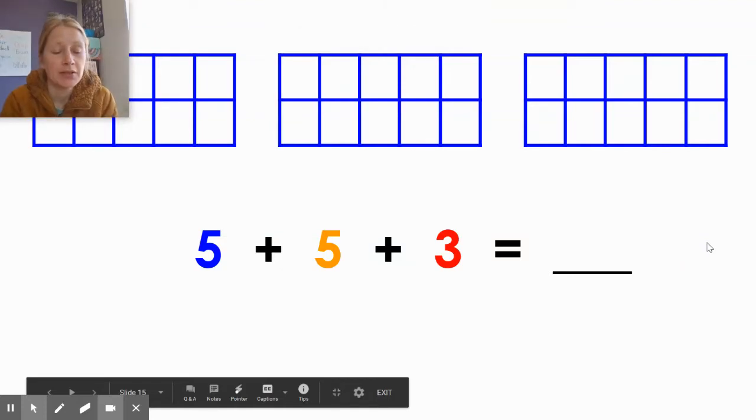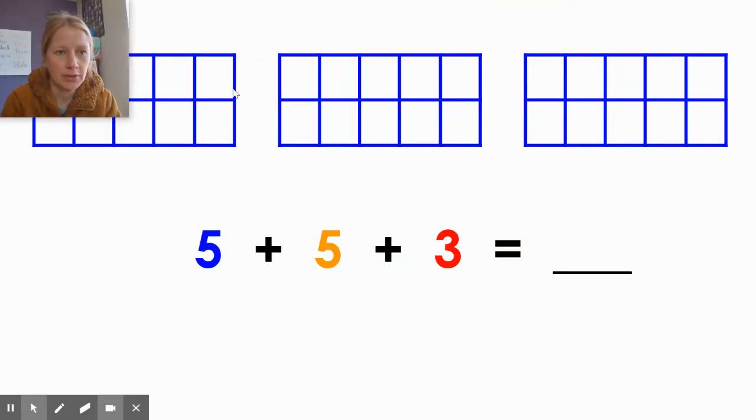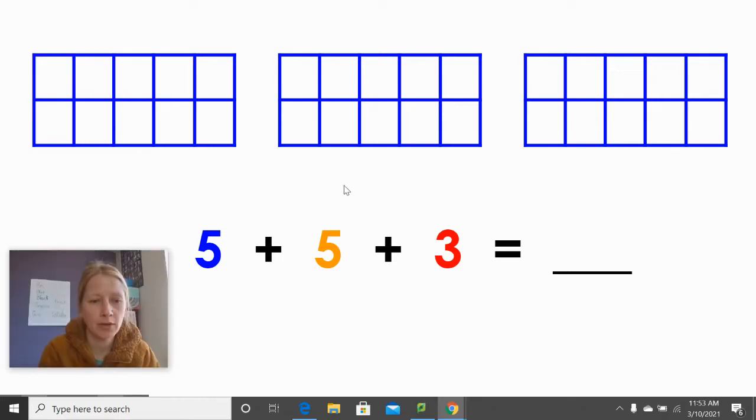Hey there, champions. Today we are going to do something a little bit different. We are still going to use 10 frames and we are going to talk about the easiest way to add, but we are going to add three numbers, okay? So that looks a little bit intimidating, but I promise we're going to make it easier.